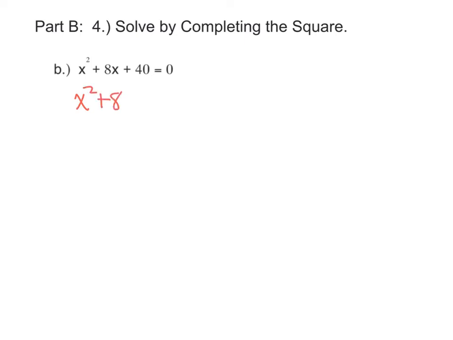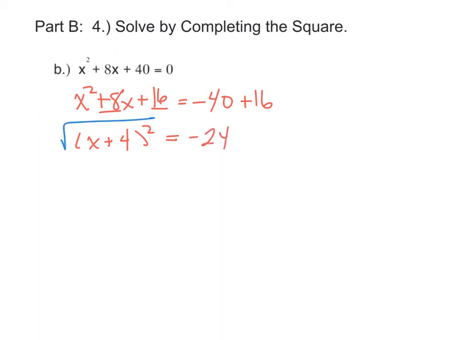X squared plus 8x. I'm going to move the 40 over to the other side by subtracting it. That gives me the room to complete the square. My perfect square will have x as the first term. My second term will be half of the plus 8, which is plus 4. When I square it, I'll get 16. So that's what I add to both sides. Negative 40 plus 16 is negative 24.